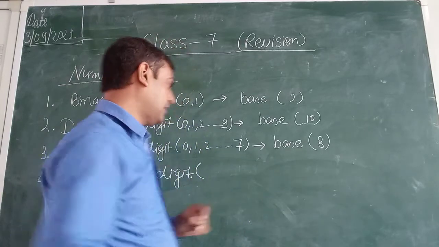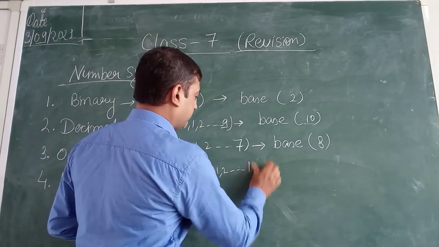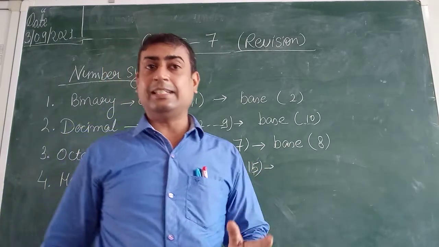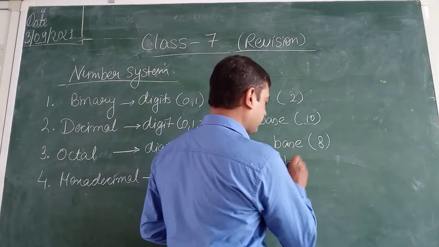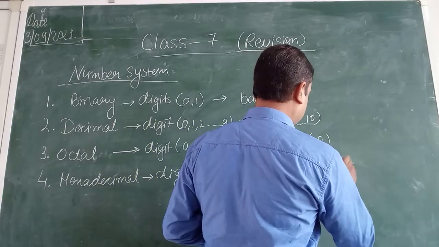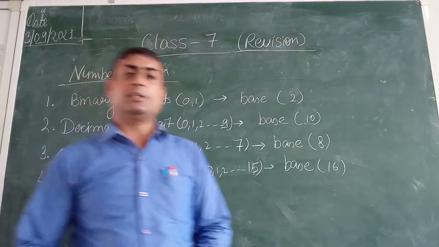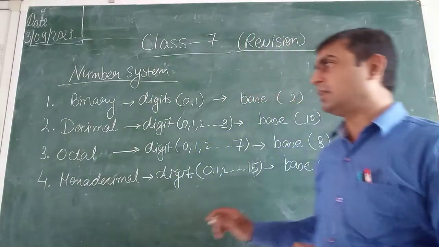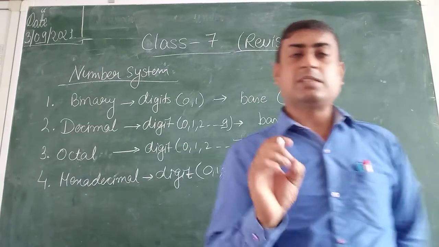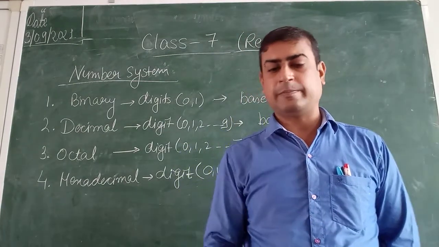Hexadecimal number system. In this, 0, 1, 2, up to 15. Now there are a total of 16 digits, so its base is 16. Now all the number systems have different number values as shown here. I have written them. And the number of digits it contains decides the base of that particular number system.